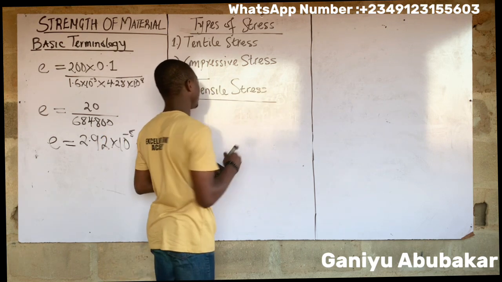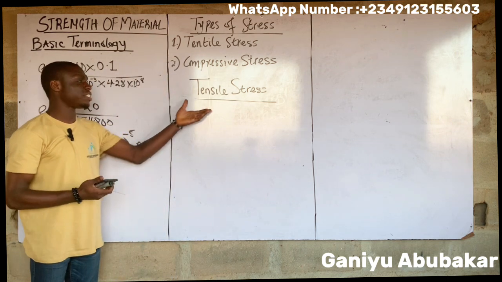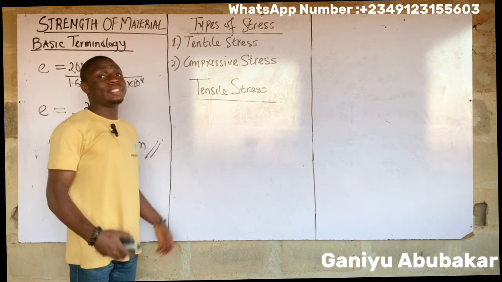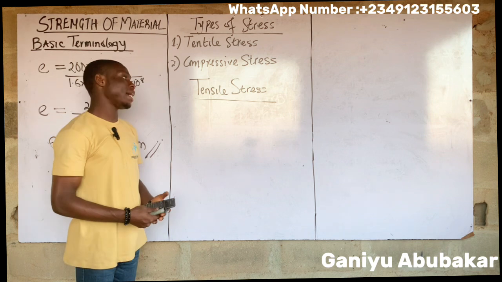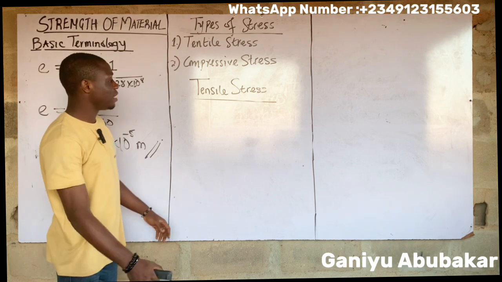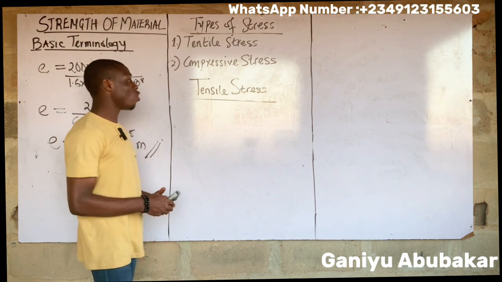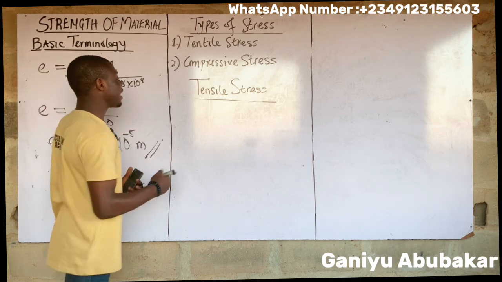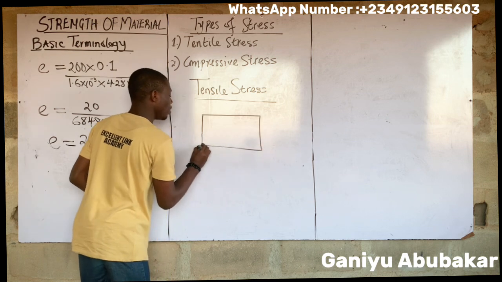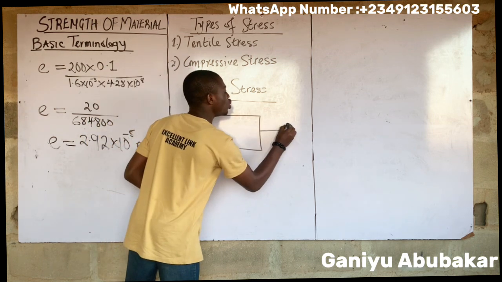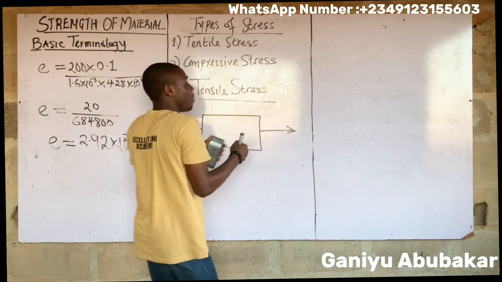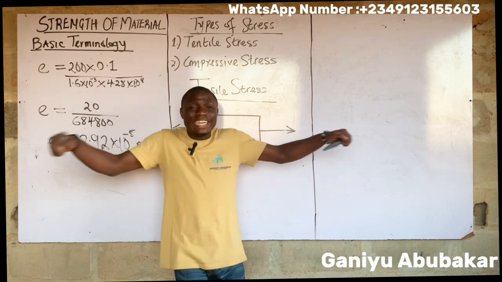Definition, please. Tensile stress is simply a stress that tends to pull a material, thereby increasing the length of that material. So for tensile stress, let's say I have a diagram in this form. For tensile, my arrow is going outward, because I'm increasing the length, right?